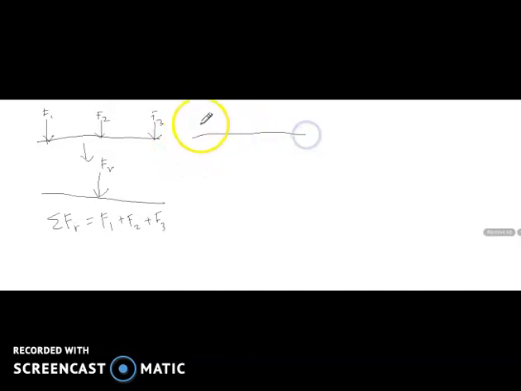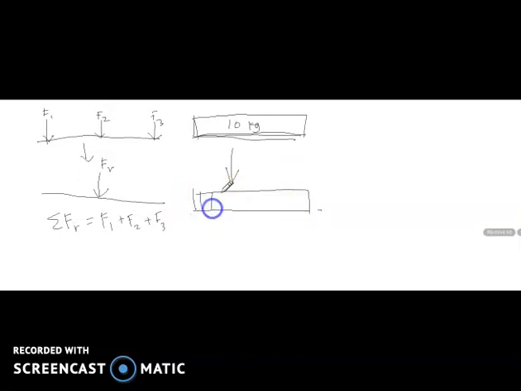What if the force has a distributed section like this? So this is all the force. Let's say this is 10 kilograms. This is what we call a distributed force. There are many points of force here. And then how do we represent this system as one single resultant force?